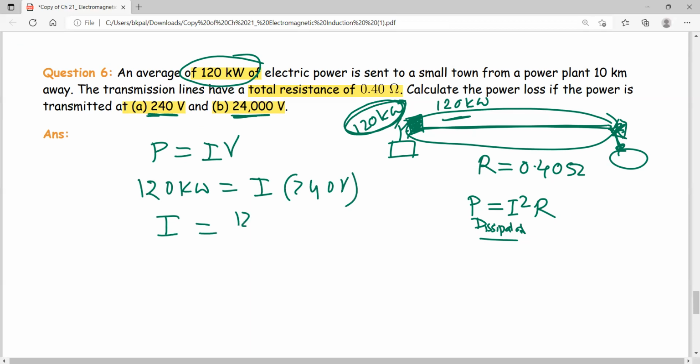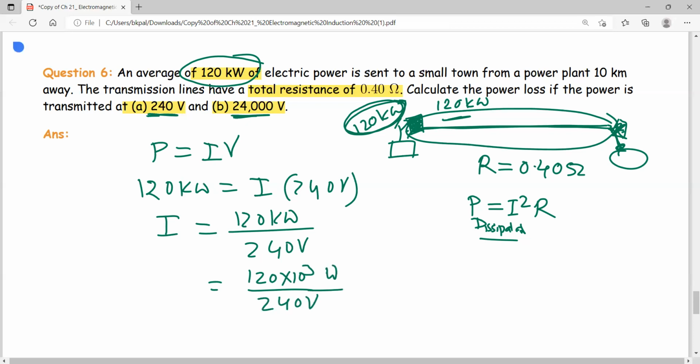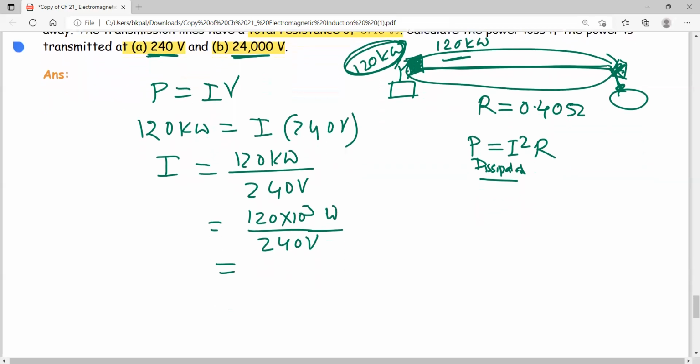So I will be 120 kilowatt divided by 240 volt. Kilo means 10 to the power 3, so 120 times 10 to the power 3 watts, and 240 volt. So for the first problem, when the voltage is 240 volt, the current in the circuit is 500 amp. What it means is this transformer supplies current of magnitude 500 amp.